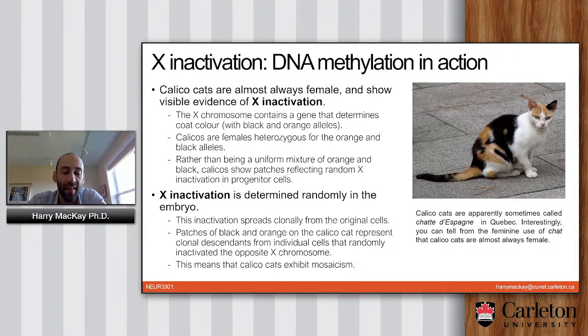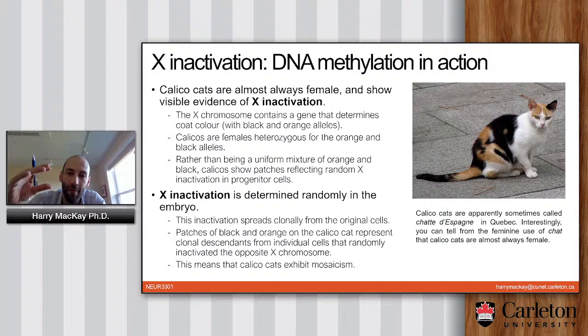So the reason you see these patches is because any patch that's black would have been cells that descended from a progenitor cell that chose the black allele and silenced the orange X chromosome. And any splotches on the cat that are orange would be because the cat silenced the black X chromosome. And of course, they only express one of the 2. This is a type of mosaicism. It's a type of epigenetic mosaicism because the cells of the cat express one of the 2 different colors in a way that's randomly chosen.